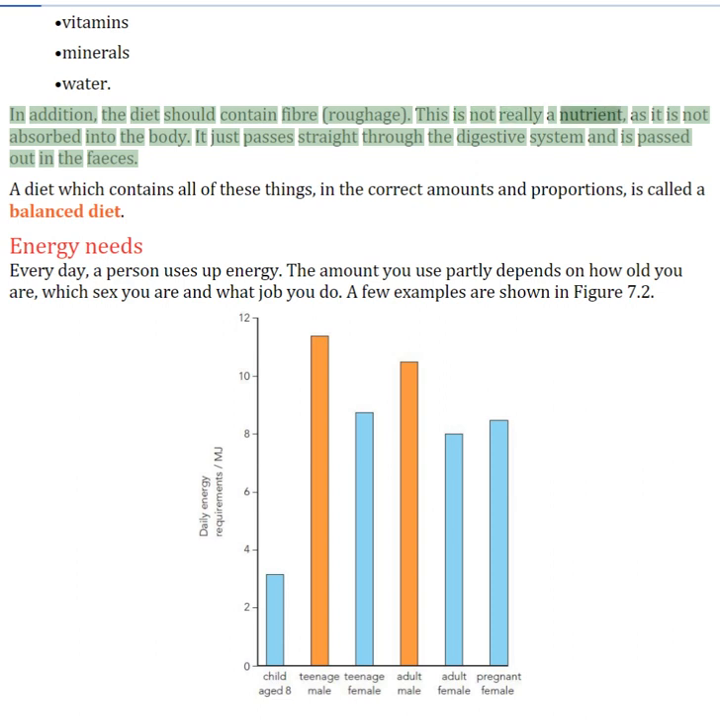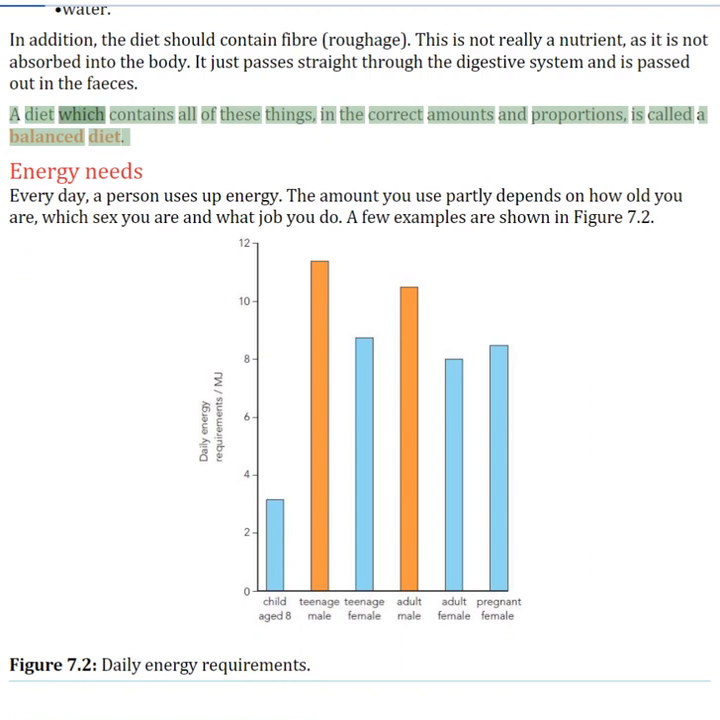Fiber is not really a nutrient, as it is not absorbed into the body. It just passes straight through the digestive system and is passed out in the feces. A diet which contains all of these things, in the correct amounts and proportions, is called a balanced diet.